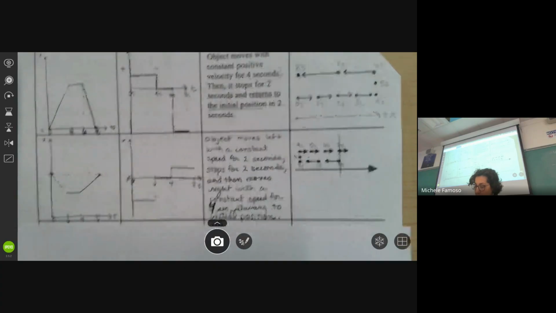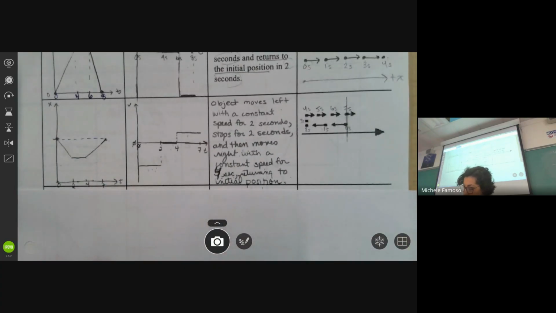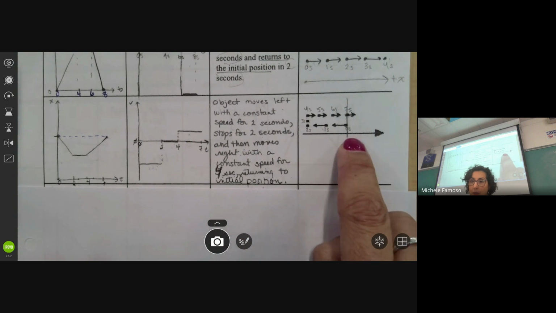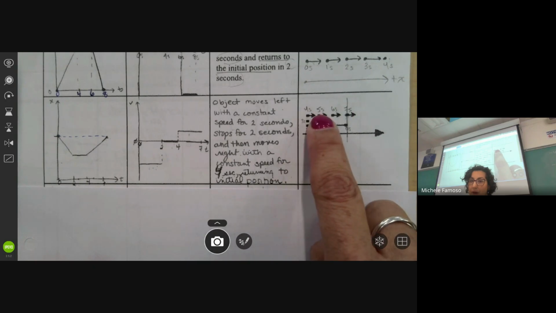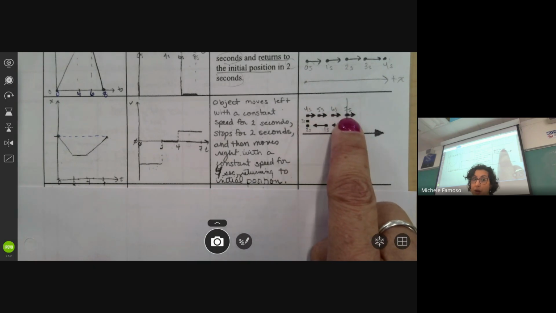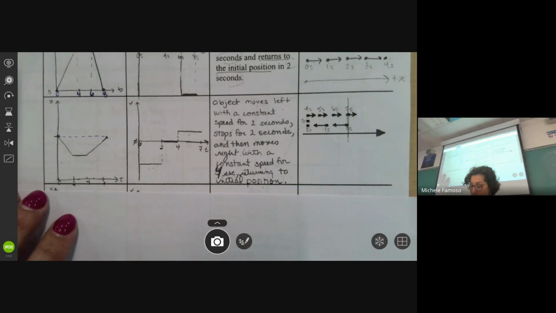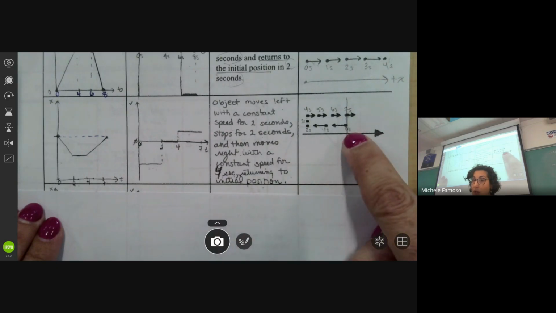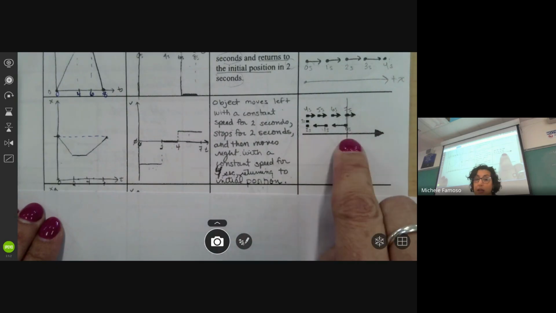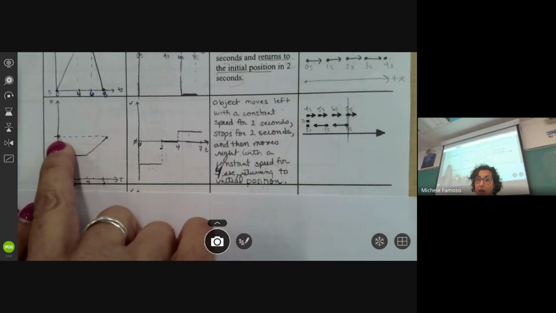Next one. What did I give you? I gave you this motion map. So if I put the times on there, 0, 1, 2, 3, 4, 5, 6, 7 seconds worth of travel. So my position time graph starts at a particular position to the right of the origin. The origin would be on the left side. So this is starting to the right of the origin.